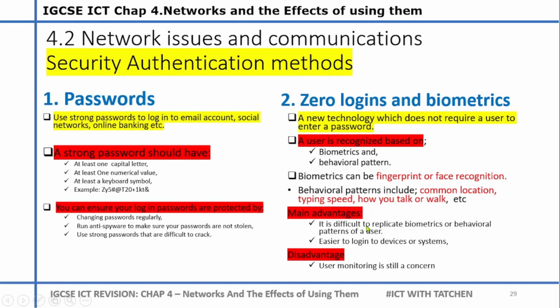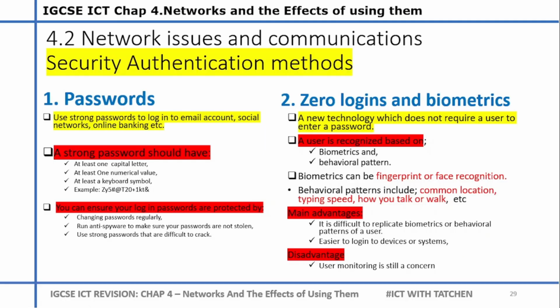Now, the main advantage is that it is difficult to replicate biometrics or behavioral patterns of a user. That's very true. And it's easier to log into the system, so that's an advantage too. Just show your face or your thumbprint and you get access, and it's more difficult to remember a password. Disadvantages: user monitoring is still a concern. Very often, especially when using behavioral patterns, it means they'll be monitoring you, like they know your location at any time. That's why if you log in with a computer from somewhere out of your usual location, they'll signal you that your account has been accessed from this place. If it is not you, kindly report or change your password immediately, those kinds of things.